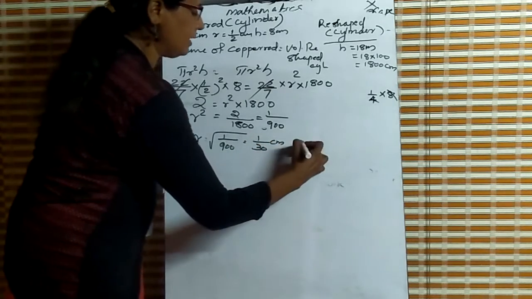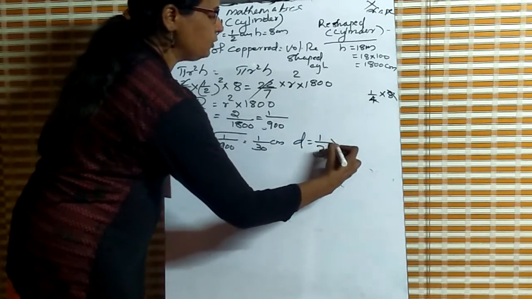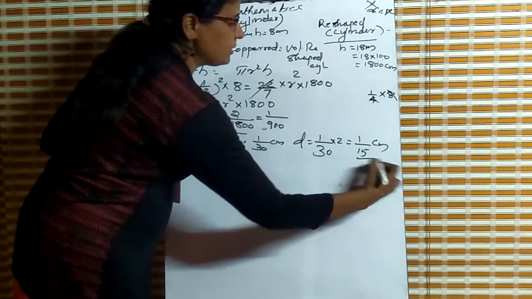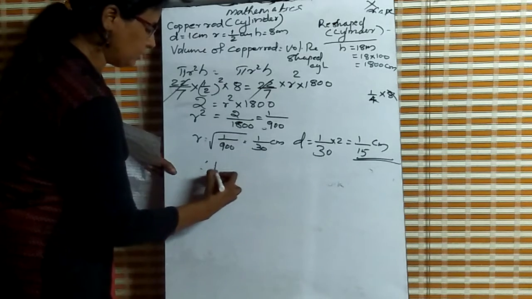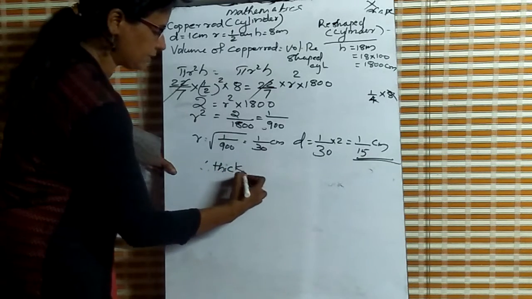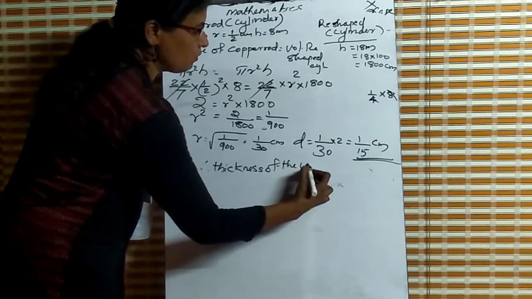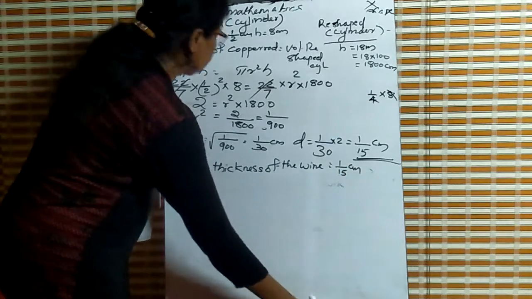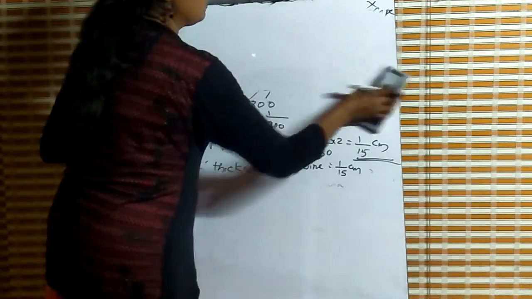centimeter. This is the radius. Diameter is equal to 1 by 30 into 2, which is 1 by 15 centimeter. Diameter is the thickness of the wire. Therefore, the thickness of the wire is equal to 1 by 15 centimeter. Next question.